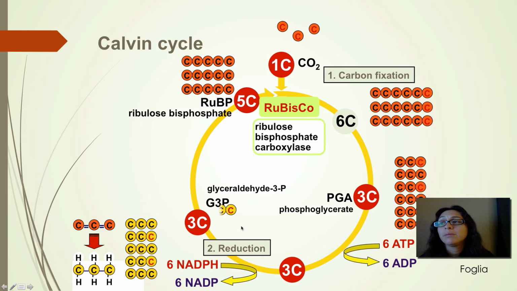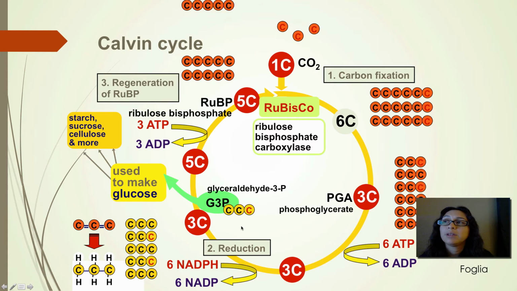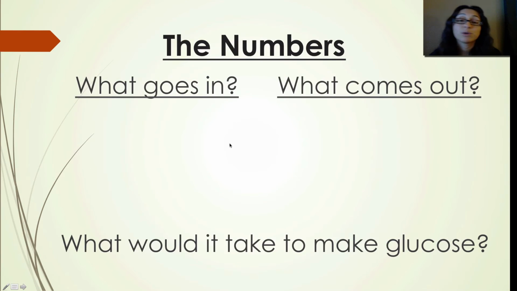Only one of them is actually going to leave. So only one of them is a product here. The other 5 are going to be going back into the regeneration phase with 3 ATP in order to make RuBP again. All right, so the numbers.